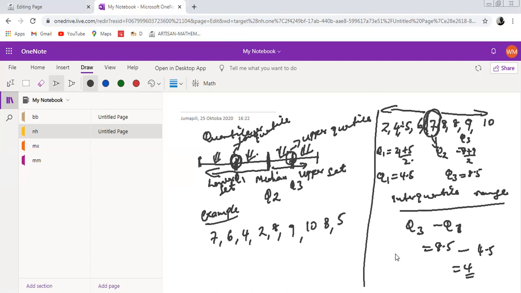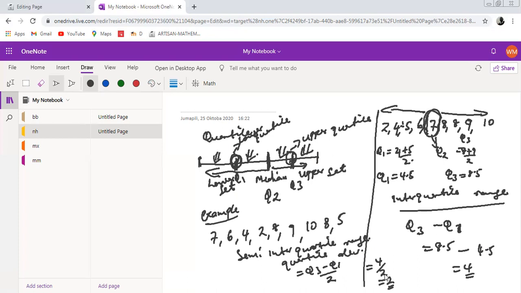Also, sometimes you can be told to compute the semi-interquartile range, also known as the quartile deviation. It is normally calculated by Q3 minus Q1 over 2. So in this case, Q3 minus Q1 is 4, and then we divide by 2, which is actually going to be 2.